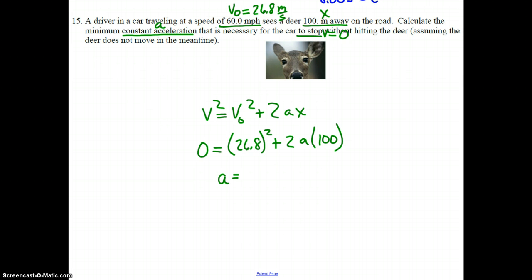Solve algebraically for a, pause if you need time to calculate, and we get an answer that is, I apologize, the wrong thing here, negative 3.59 meters per second squared. Alrighty, so some introductory calculations here with some kinematics problems, and obviously we'll have much more practice with this in class.